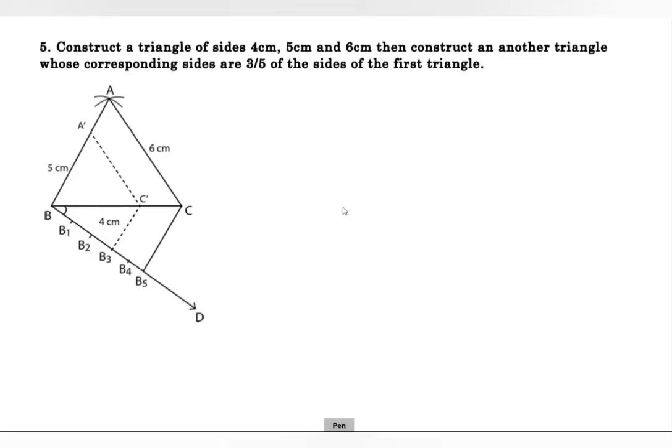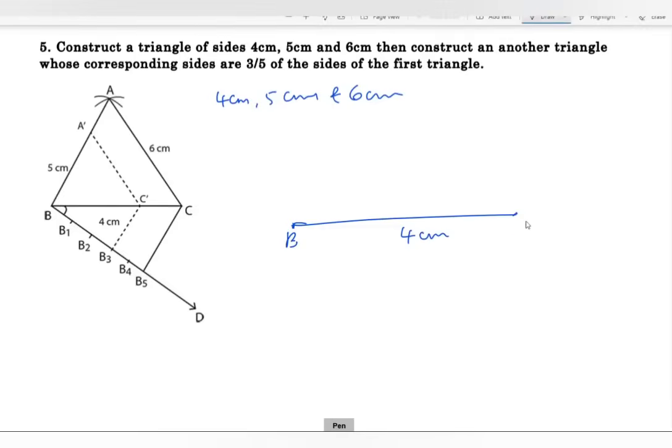Students, always the first step is what? Draw the triangle. What are the lengths of the triangle? It is 4 centimeter, 5 centimeter and 6 centimeter. First draw 4 centimeter or 5 centimeter or 6 centimeter. What I have done is I'll draw a 4 centimeter line. Mark this as B and this as C.